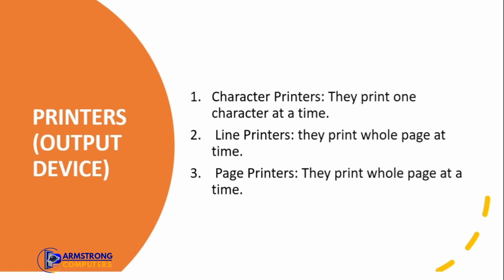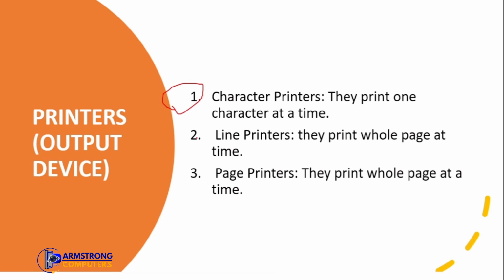There are 3 types of printers, namely the character printers, the line printers, and the page printers. Let me talk about the character printer. Character printers print 1 character at a time. An example of a character printer is the typewriter. You can see that it is noisy when printing, and it prints 1 character at a time.